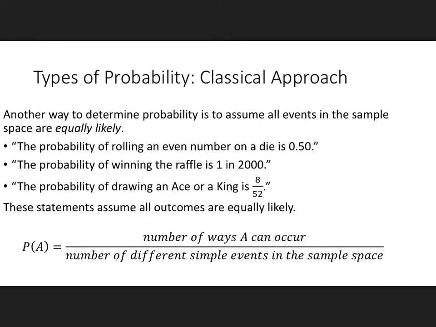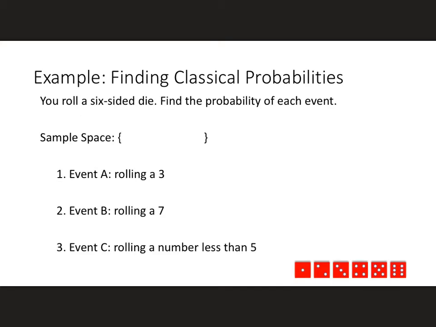So if you're going to find the probability using the classical approach, you're going to say the probability of an event equals the number of ways that it can occur over the number of different simple events in the sample space. So let's take a look at an example using a die.